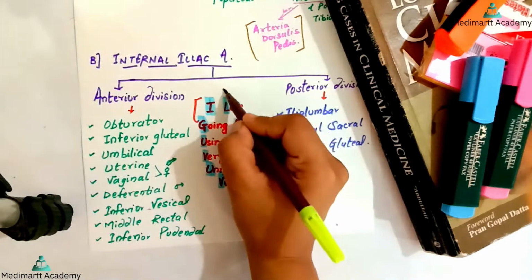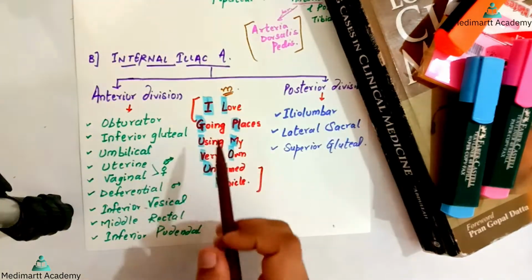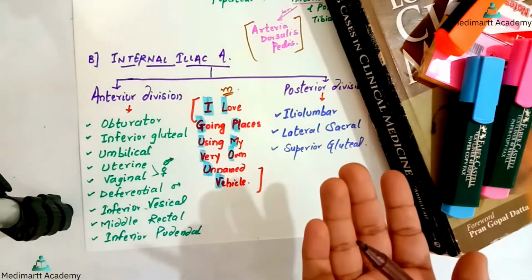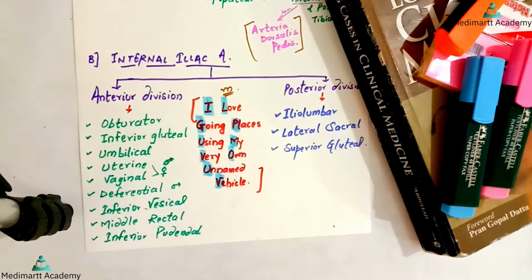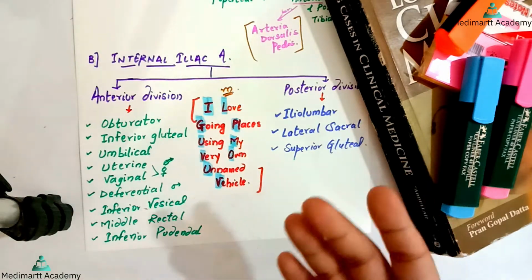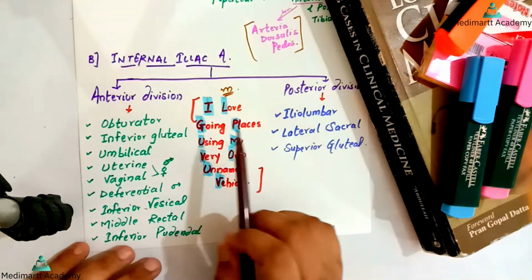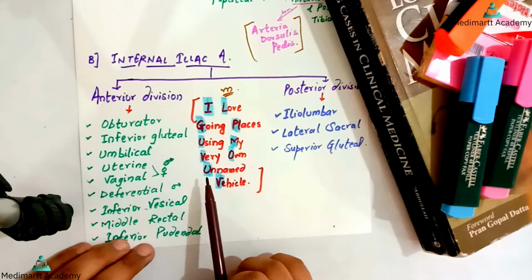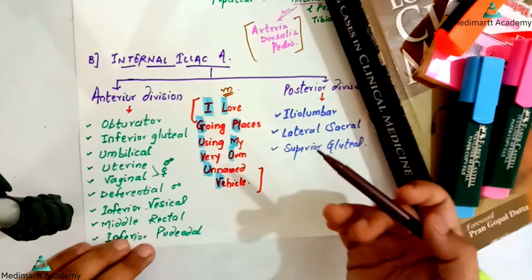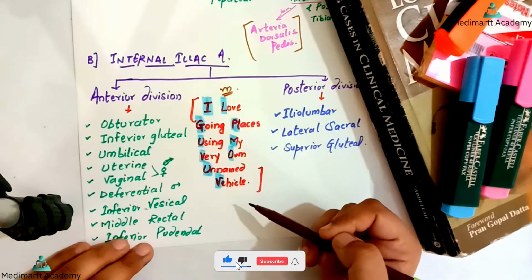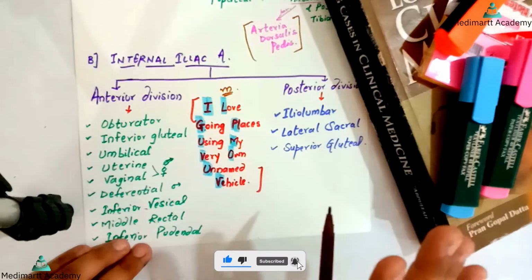Now here is the mnemonic. You don't essentially have to retain whether a branch is of the anterior or posterior division. Even if you are asked in the exam that the obturator artery is a branch of, you don't necessarily have to say it is a branch of the anterior division. You can just say it is a branch of the internal iliac artery. So the mnemonic is: I love going places using my very own unnamed vehicle. A person loves going to places using his own vehicle, but the vehicle's name is not named.